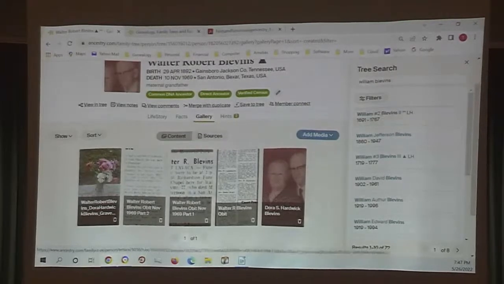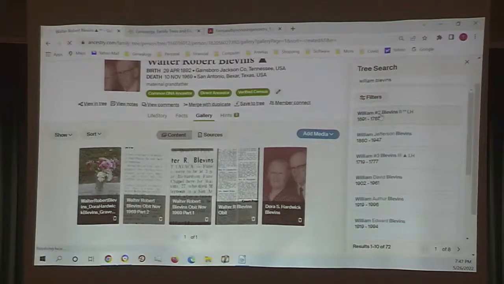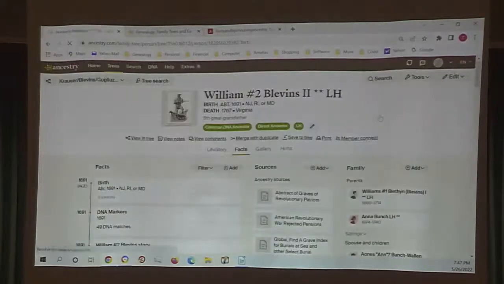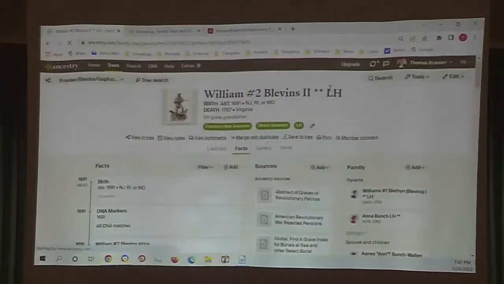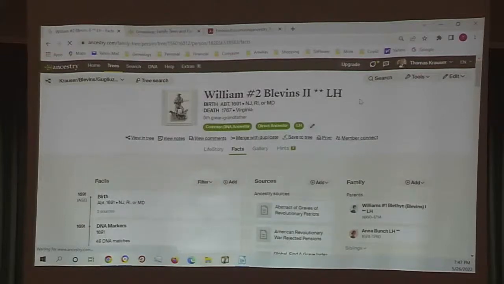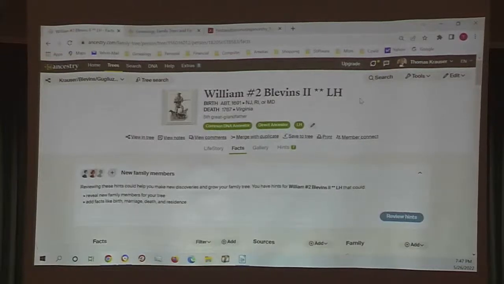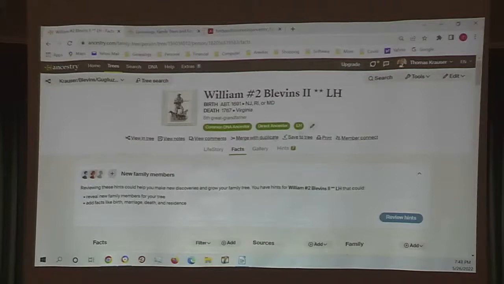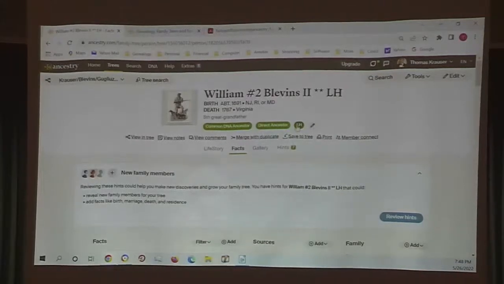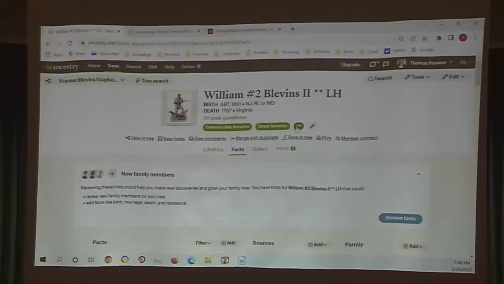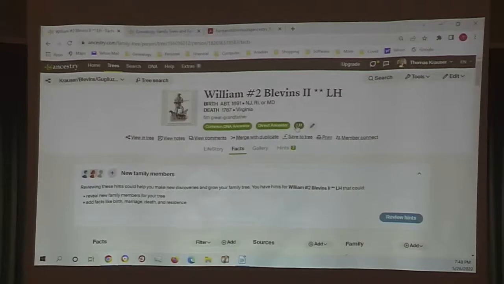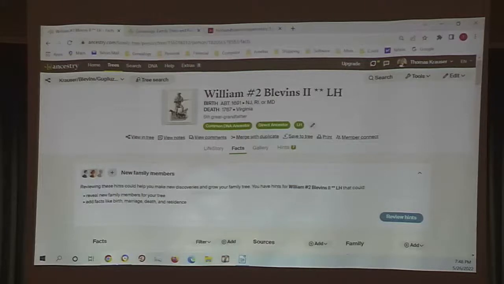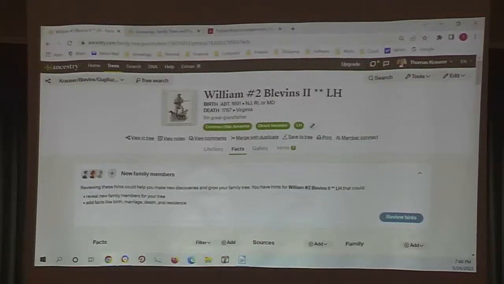Okay, and you notice up here I put Long Hunter in the surname column also, and I also put an LH tag, which means that information came out of this book. So I'm flagging stuff that came out of this book.